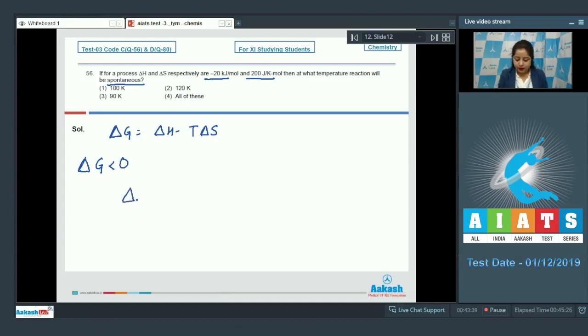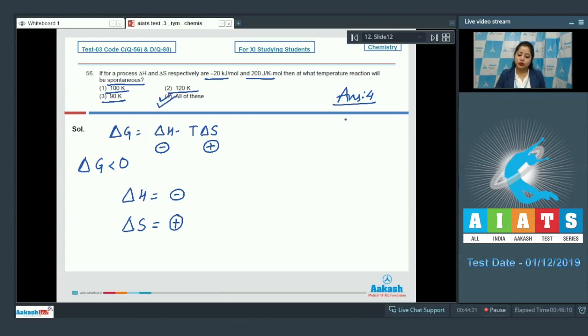The value of delta H has a negative sign and the value of delta S has a positive sign. So students, it is very clear that when delta H is negative and delta S is positive, no matter what the temperature is, the value of delta G will be negative. As a result, we can say that at 100 Kelvin, 120 Kelvin or 90 Kelvin, the reaction will be spontaneous. So the correct answer for this question is option number 4.